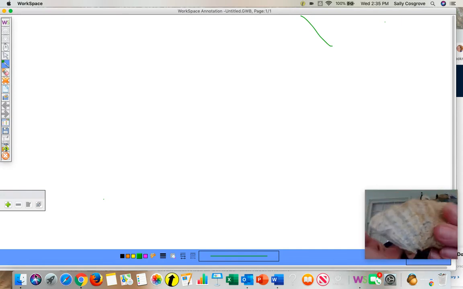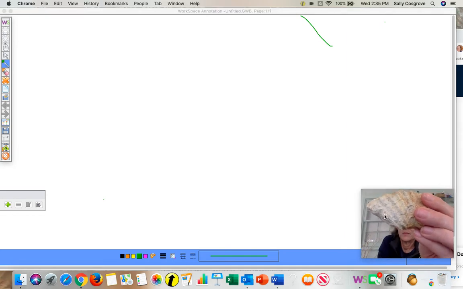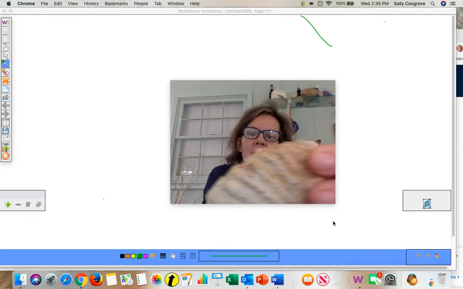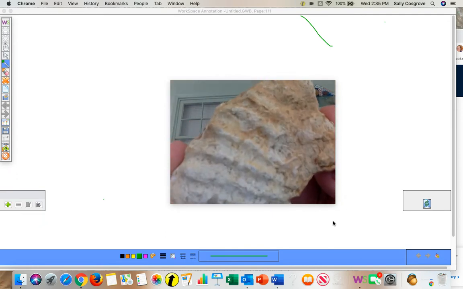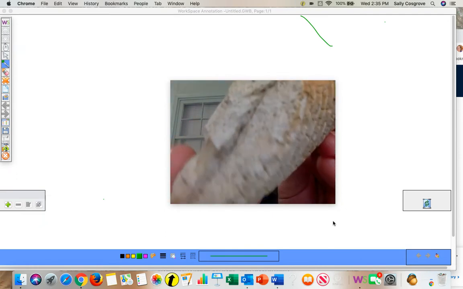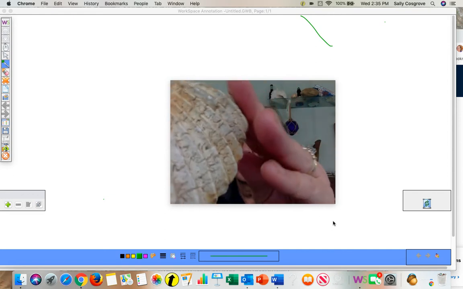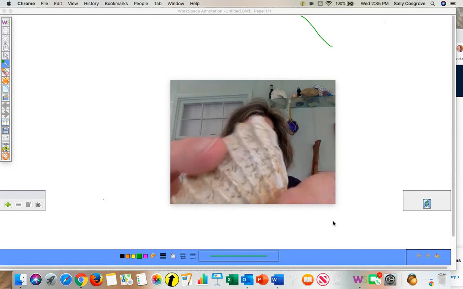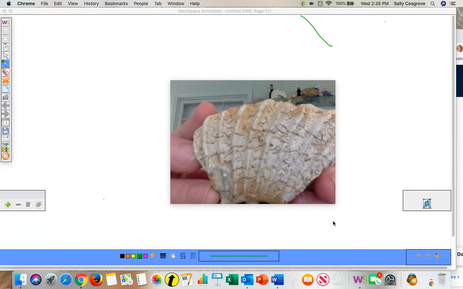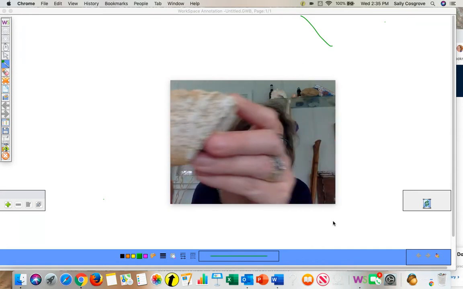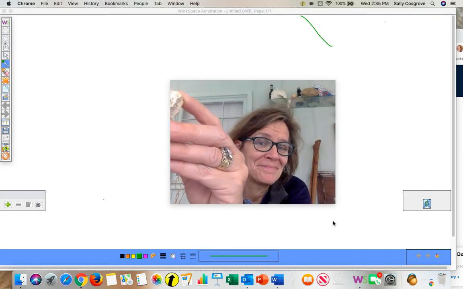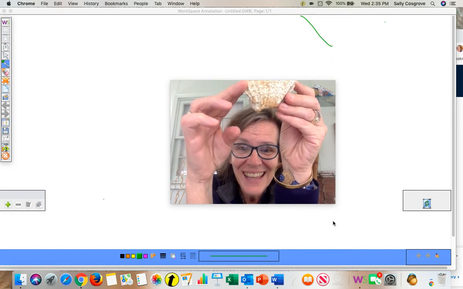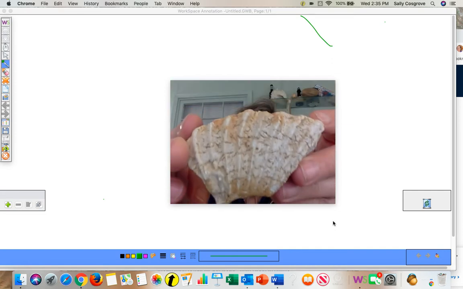What is this? Like right here. It's okay, don't freak out. There we go. What is this? Does anybody know? There you go. It's a fossil. Yeah. Okay. So do you know what kind it is?